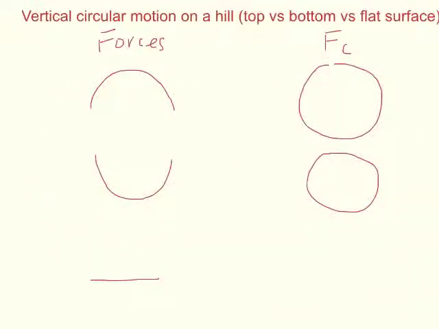So let's start talking about vertical circular motion. All right? So there are a few different situations. Vertical circular motion could just be that you're going up and down, but you never go upside down, which would be like a car on a hill.